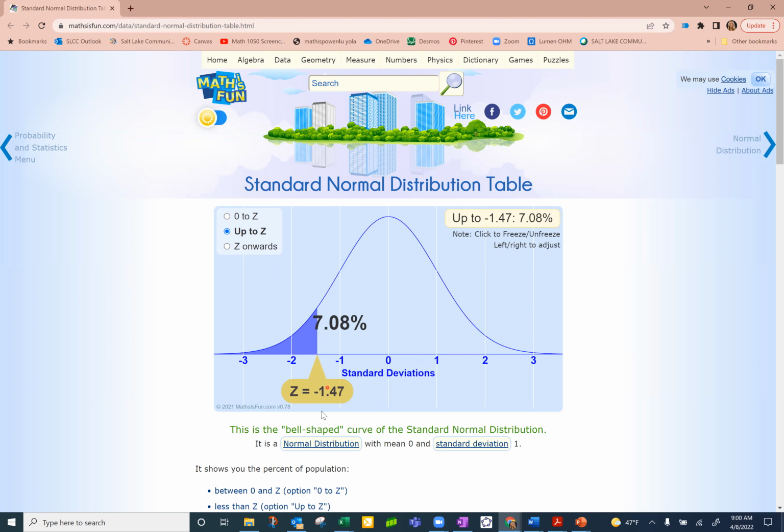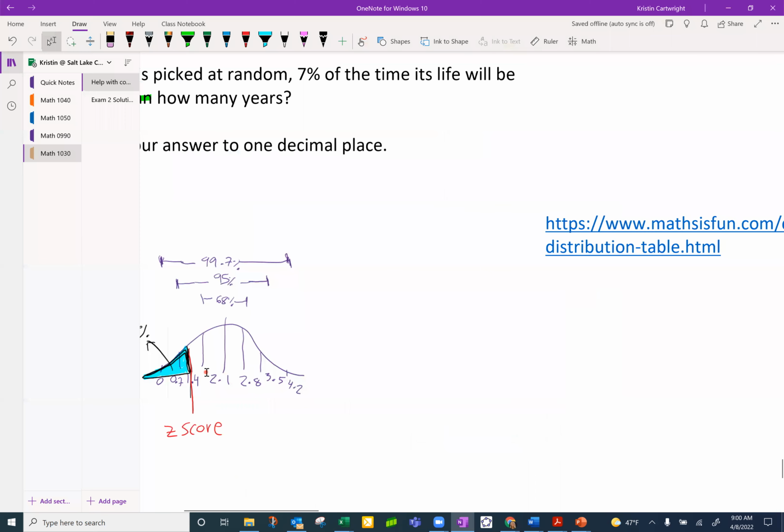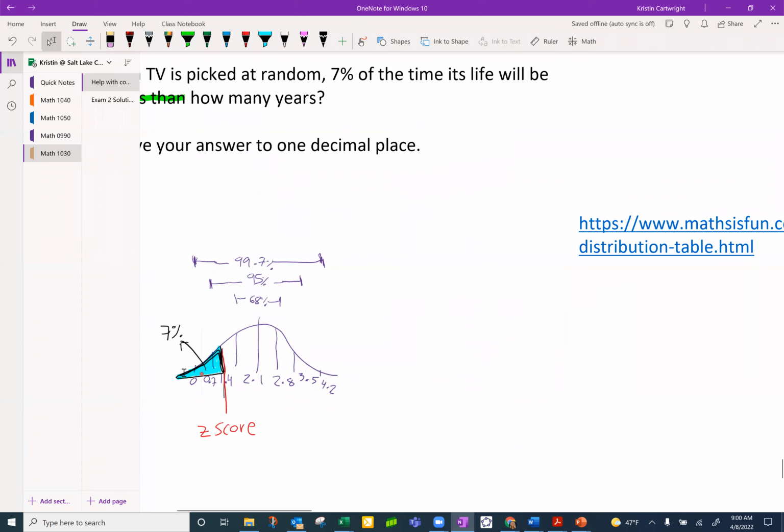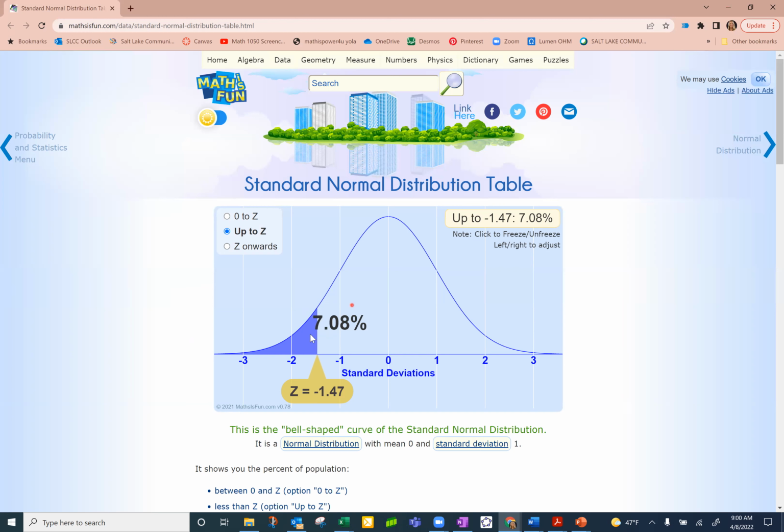A Z-score tells us how many standard deviations away we are from the mean. On my sketch, I couldn't exactly tell where the 7% would be. It was somewhere to the left of the mean, but I didn't know exactly how many standard deviations away. When I look at the interactive curve, I can see the 7% to the left of that spot. It's about 1.47 standard deviations from the center, about 1.5. The negative means we're to the left. If it were positive, we would be to the right, but we are about 1.5 standard deviations from the mean.